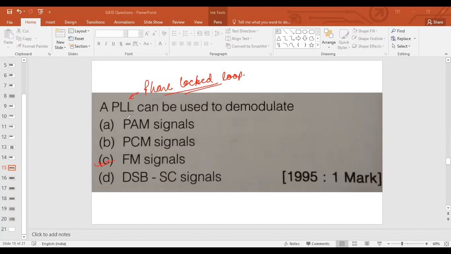This PLL stands for phase locked loop, and this is used to demodulate FM signals. I think we have seen SBSC, and there we have not seen this. We have seen PAM, but we have not seen PCM also.